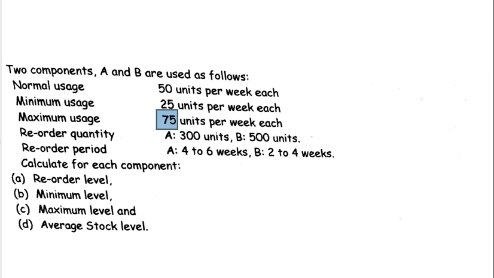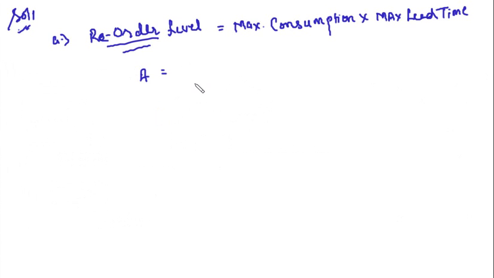ज़्यादा से ज़्यादा 6 हफ्ते लगेंगे, उन 6 हफ्तों में ज़्यादा से ज़्यादा कंजम्पशन क्या होगी, 75 पर वीक, राइट. So this comes to 75 multiplied by 6. This comes to 450 units. That means जब आपके पास A के 450 यूनिट्स हैं, आपको नया ऑर्डर प्लेस करना है, क्योंकि आपकी मैक्सिमम कंजम्पशन 75 पर वीक है, एंड इट कैन टेक मैक्सिमम ऑफ 6 वीक्स टू रीच योर फैक्ट्री.